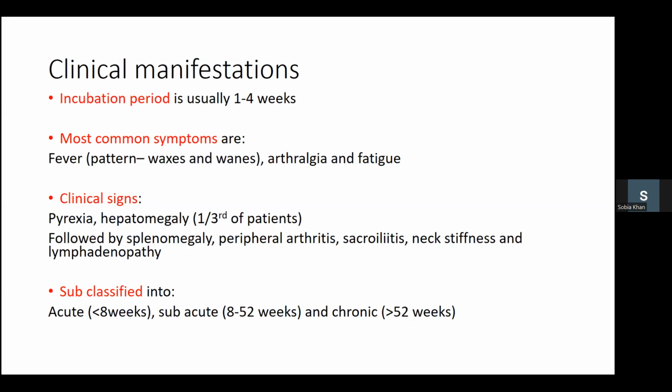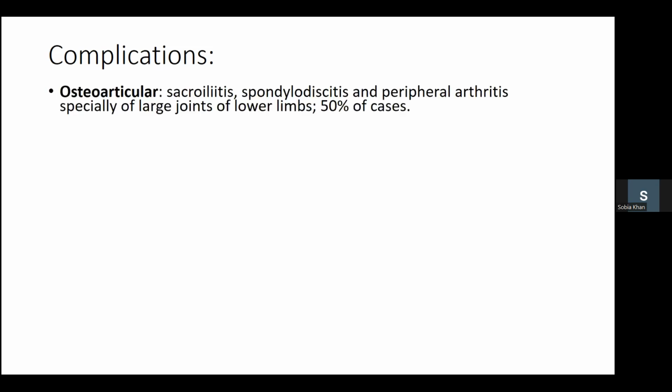Brucellosis can be classified into acute, subacute, and chronic based on the duration of symptoms. Complications. So, Brucella can literally affect any organ system of the body, and hence the title, the joint venture, because it can literally cause infection anywhere in the body.